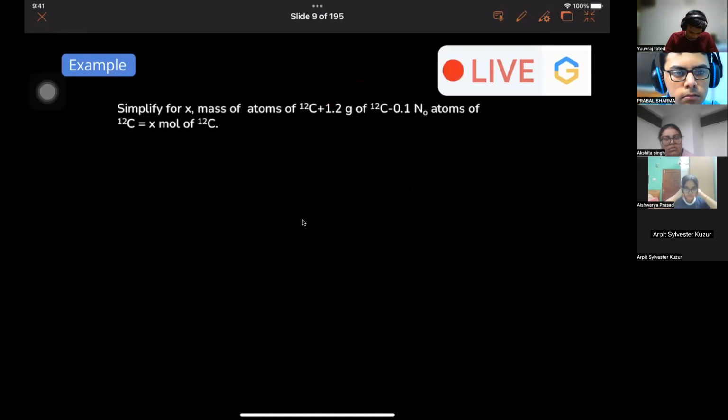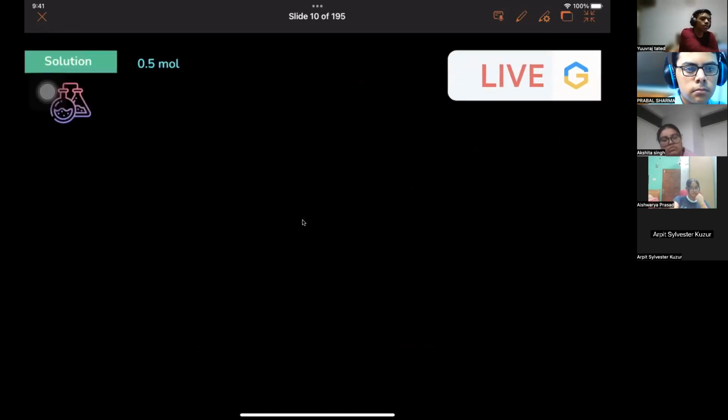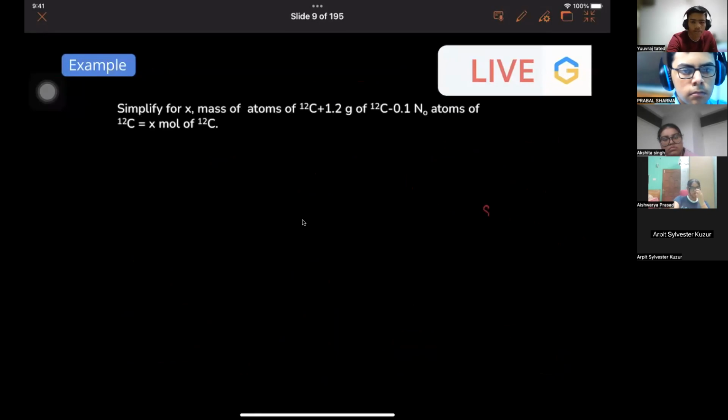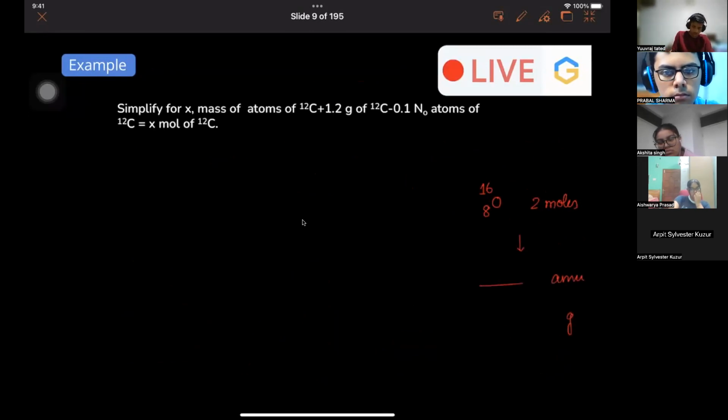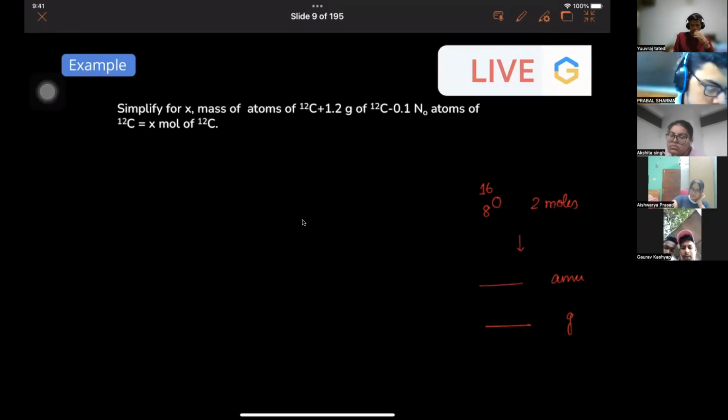So before we start solving this question, which came in the NEET examination and JEE examination, I'll give you one simple question before we proceed further. So question goes like this. We have 8O16, and we have 2 moles of 8O16. You have to tell me its mass in AMU and gram. This will be a real checkpoint for everyone, whether you have understood the concept or not. Let me check. Can you answer this question? All these conversions are very important, so please pay attention.